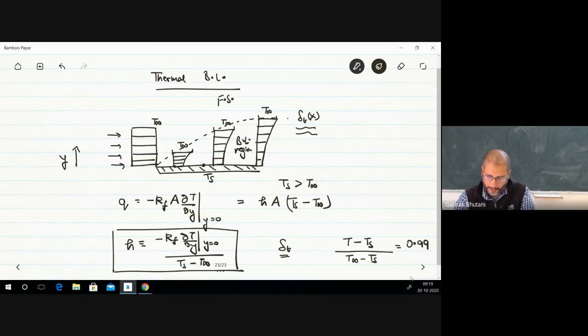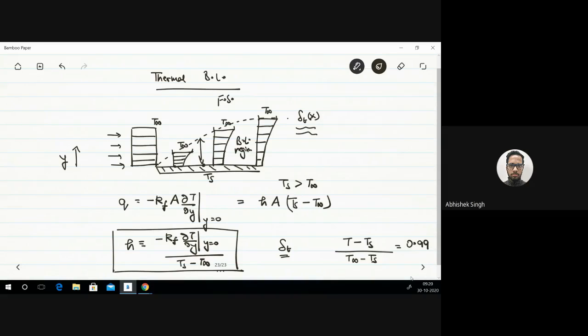Okay, so if you go further and further, let's say that this is 99% at a distance here, which is the boundary layer thickness. If you go further up from here, then your T will go closer and closer to T infinity, and this ratio will tend further towards 1. But we are happy to define the boundary layer thickness where 99% of the effects because of the surface have penetrated into the free stream. Is that clear?